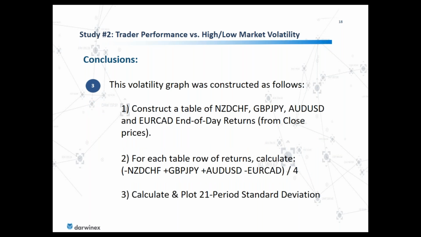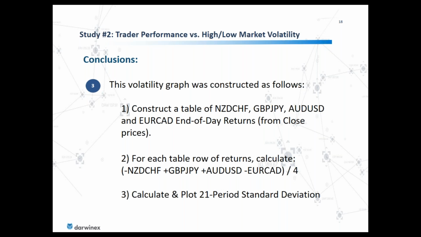In terms of how the volatility graph was constructed, I really should have had this slide a little earlier on, but now that we're here, the actual construction of the volatility graph that we showed you earlier, involving NZD-CHF, GBP-JPY, AUD-USD, and EUR/CAD, involved using end-of-day returns using close prices. So you construct a table of returns using end-of-day close prices for each of those currency pairs.